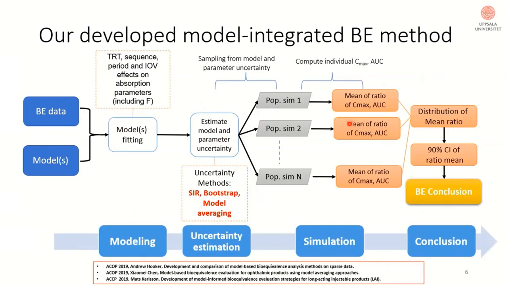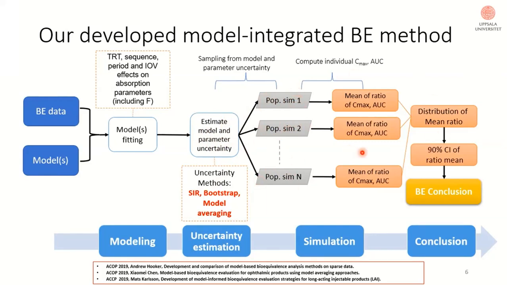But we want to do something that's not based on specific models. So we use a simulation setup, where we take our model and first estimate parameter uncertainty based on various different methods. Within that model and parameter uncertainty, we then simulate populations of individuals, thousands of individuals in each simulation setting, based on the uncertainty distribution of our parameters.